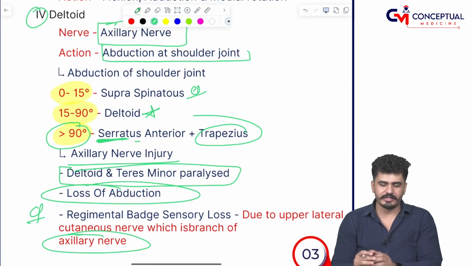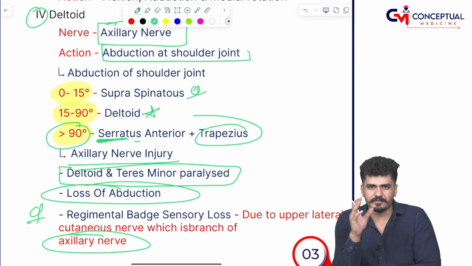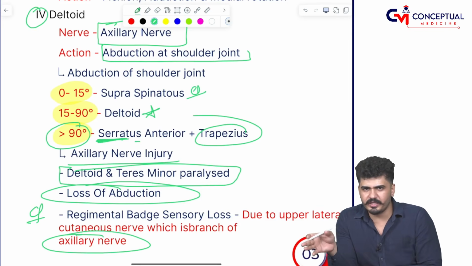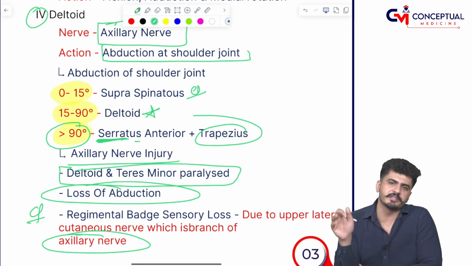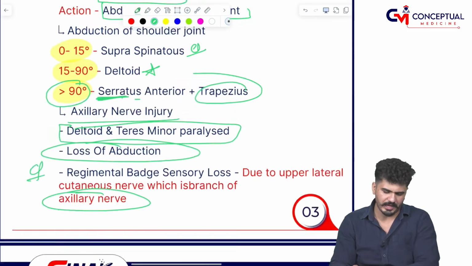So this was all about the deltoid part, the abduction part, different angles we have studied. We have talked about the nerve, the branch of the axillary nerve, how the axillary nerve is getting damaged, what actions we are losing, what sensory loss we are having. Now, done.